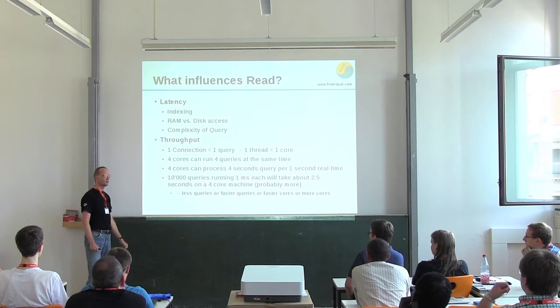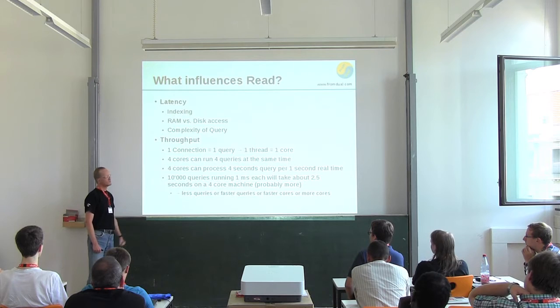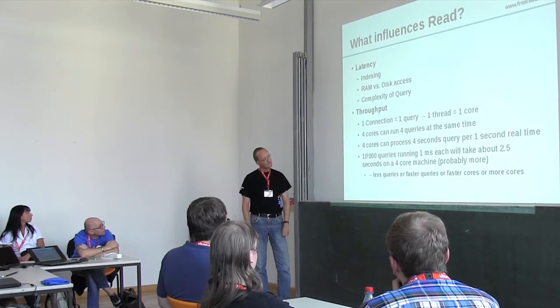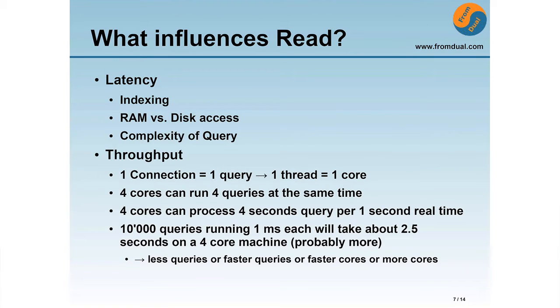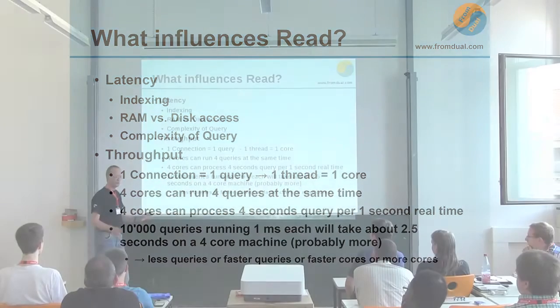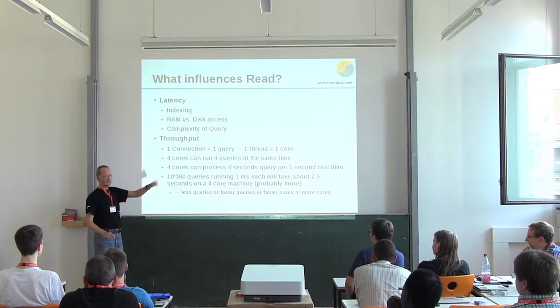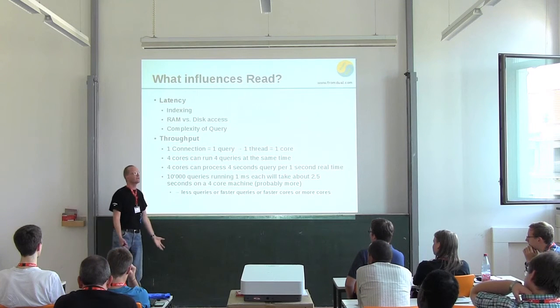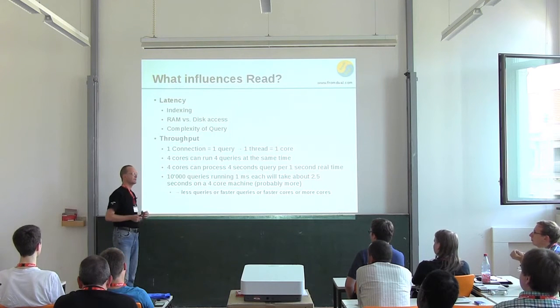And you said, yes, you're doing that already. So okay, maybe you will use the hardware. Just keep in mind, four cores can run four queries at the same time. A little bit more complicated: four cores can process 4 seconds of queries in 1 second real time. Or if you think about that, 10,000 queries, each running 1 millisecond, will take about 2.5 seconds on a four-core machine, probably more because of side effects. There are some frameworks. I think Java people like to use that, so no fear here, right? They do one click, and then the framework does 10,000 queries on the database. Every query runs 1 millisecond, and the user is wondering, why is it taking 10 seconds or something like that? So be careful if you are using frameworks.